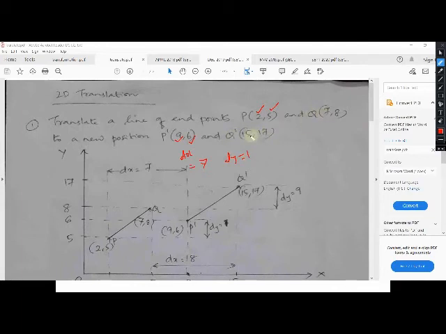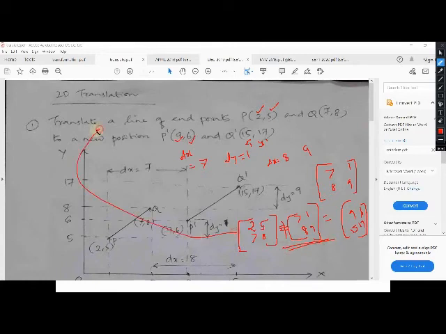And in the next case, for Q, Q dash x1 dash y1 dash is this: 15 minus 7, 8. Dx is again 8 and dy is equal to 9. Okay, so we have four values, that is 7, 1 and 8, 9. So if you are writing in matrix form, x1, y1, 2, 5 and 7, 8 plus 7, 1, 8, 9 is equal to 9, 6, 15, 7. So this is the matrix equation which represents the translation of this line.